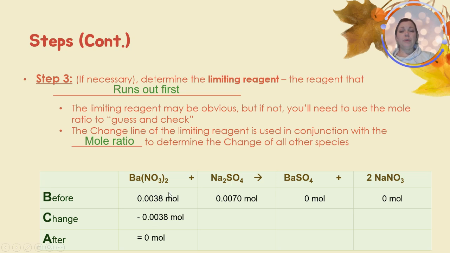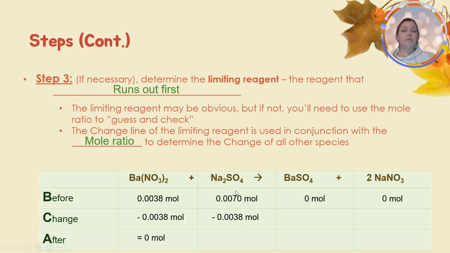So in doing this, we figured out that if this goes to completion, then we would lose that number of moles of sodium sulfate. And so the question is, do we have at least that amount of sodium sulfate to react with all of the barium nitrate? And the answer here is yes, we do.